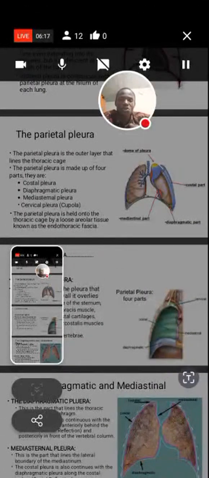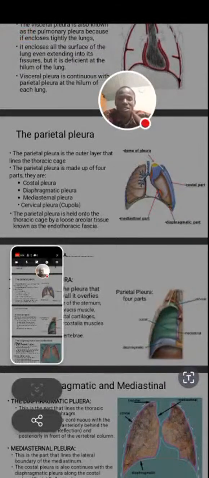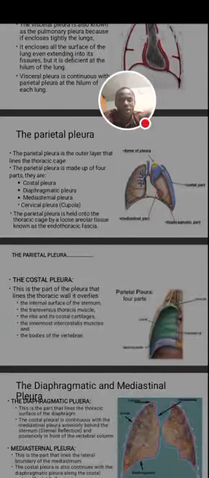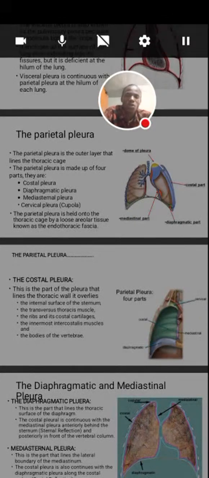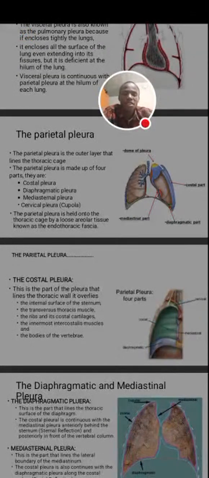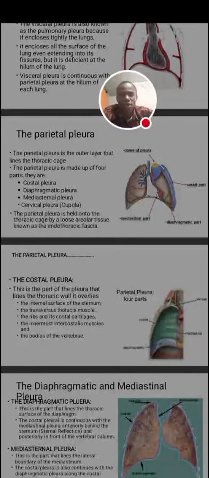Yesterday, in the video we had, we talked about IPC SHOR. What is IPC? I is for introduction of pleura, P is for parts of pleura, and C is for clinical relevance or significance of pleura. S is for surface anatomy of pleura, H is for the hilum of the lungs, and R is for the recesses or reflection of pleura.